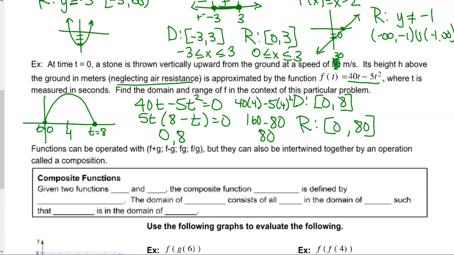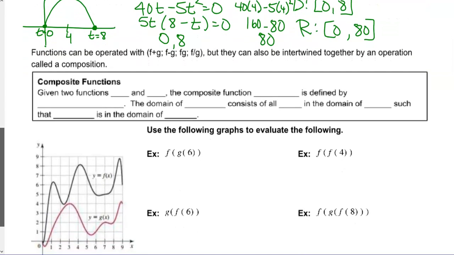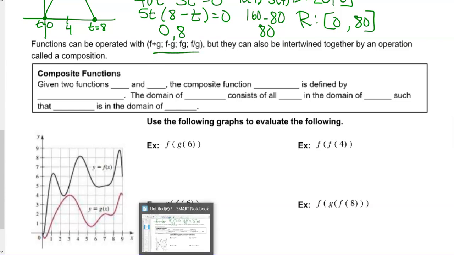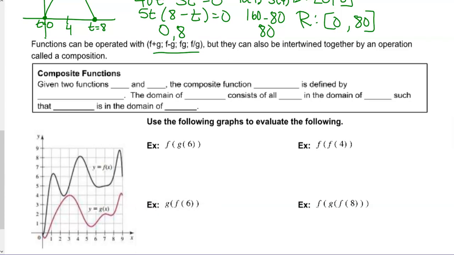All right, very good. So that's kind of review domain and range. We're also going to add in a different operation of a function called a composition, and I hope that you've seen that before. We also have other operations within a function, as you see here, where we can add, subtract, multiply, and divide them, but we can also end up doing a composition. So it's like a function within a function.